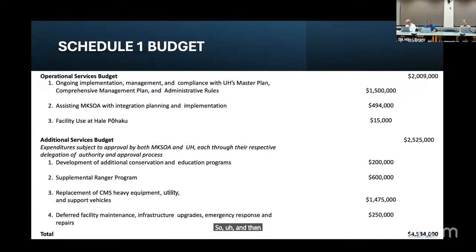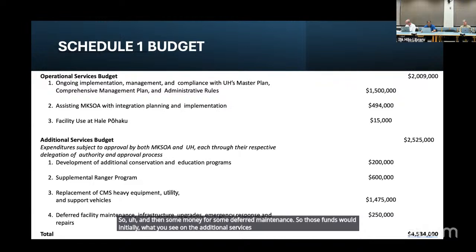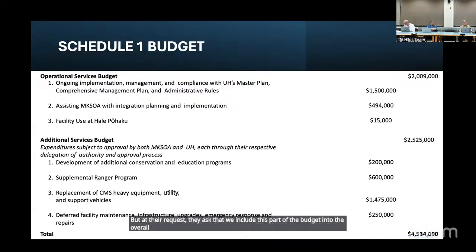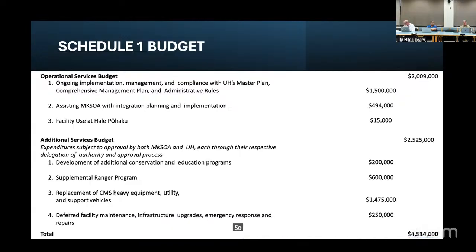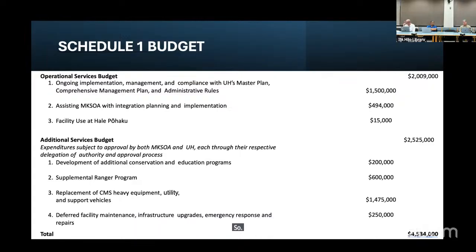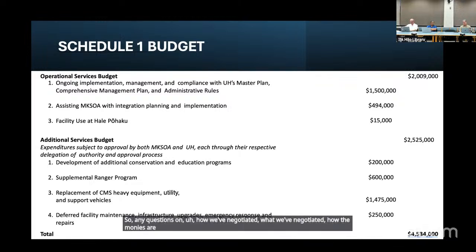So, and then some money for some deferred maintenance. Those funds, what you see on the additional services budget, we had discussed actually being part of a separate agreement. But at their request, they asked that we include this part of the budget into the overall MOA. Originally we were looking at doing a separate agreement for those additional services. So any questions on how we've negotiated, what we've negotiated, how the monies are identified to be used?